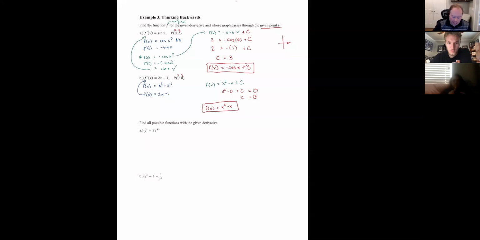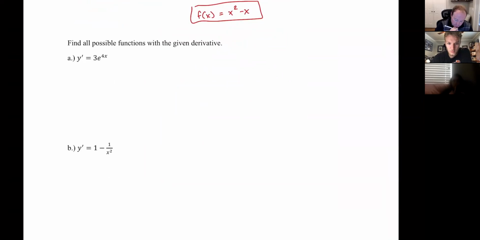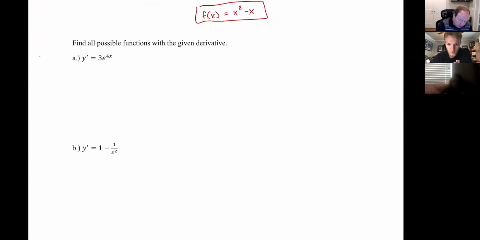So let's now look at how to handle the problems at the bottom. All of the possible functions with the given derivative. So this one will actually have the plus c in the answer. Again, we have some knowledge about how e to the x works. You may just say, oh, e to the x, I know if there was no constant in there, it would just be e to the x. But of course, we have this chain rule we have to think about a little bit.